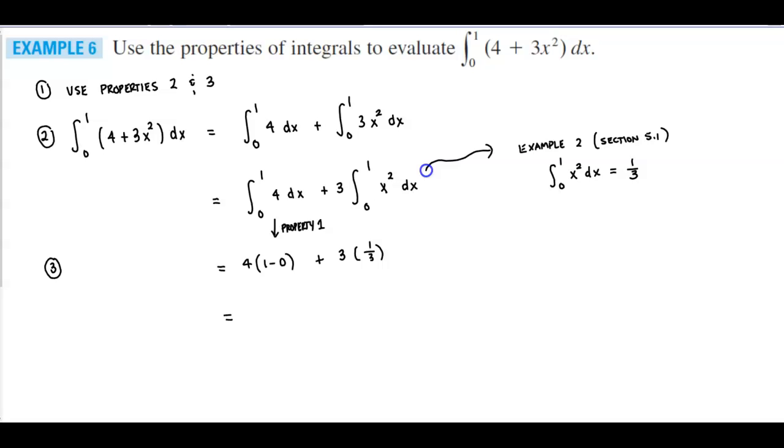So now this is 4 times 1, plus 3 times 1/3, which is 1. And so therefore we get the answer of 5.